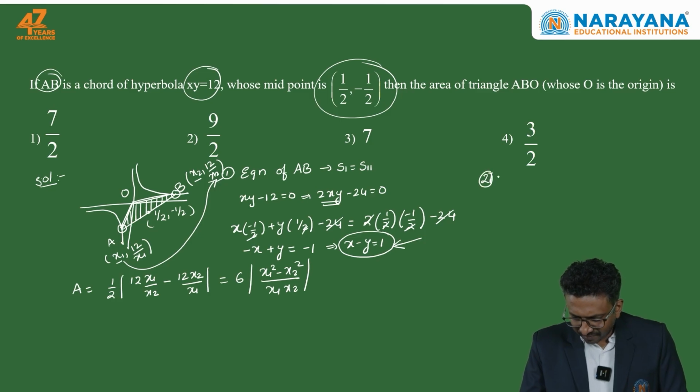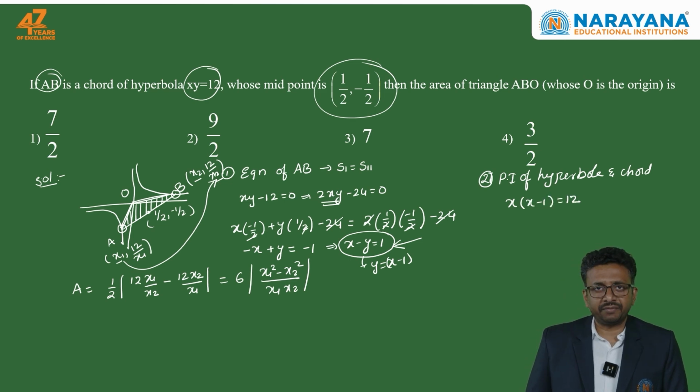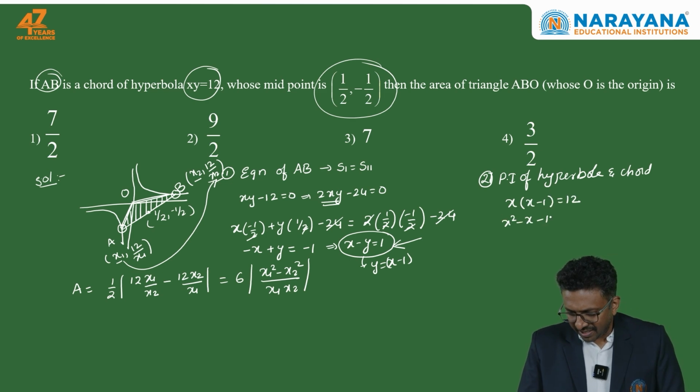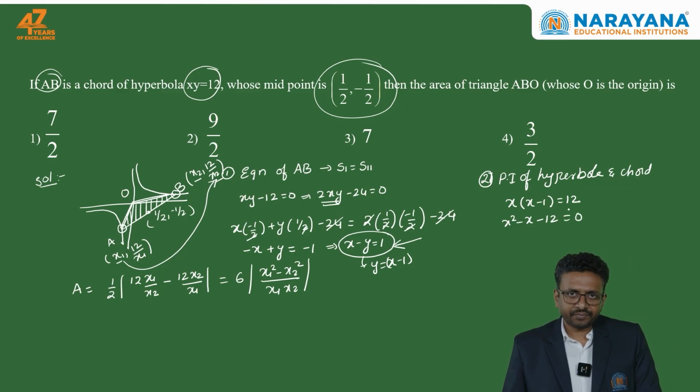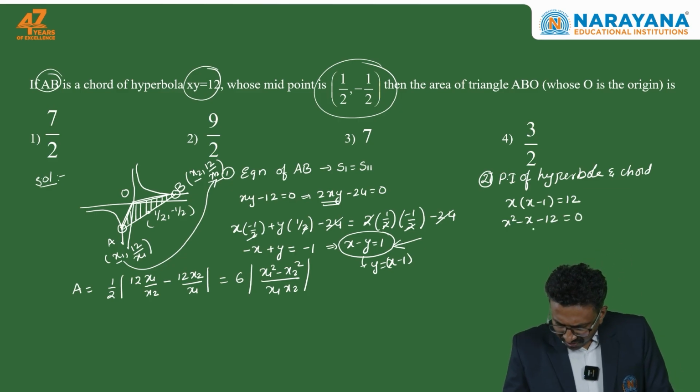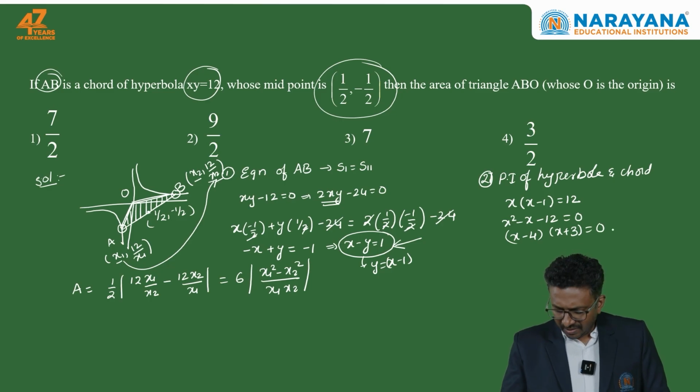So that's the second step: the point of intersection of hyperbola and chord. x into, in the place of y, from the line y = x - 1, so x(x - 1) = 12. So you get x² - x - 12 = 0. It's 4 into 3, I think, right? (x - 4)(x + 3) = 0. So the x coordinates are 4 or -3.